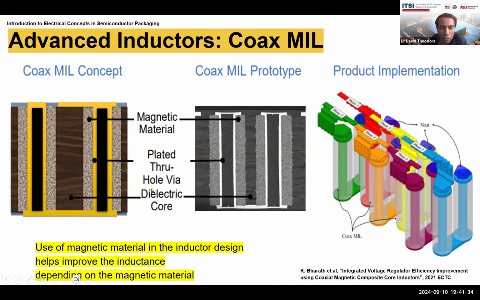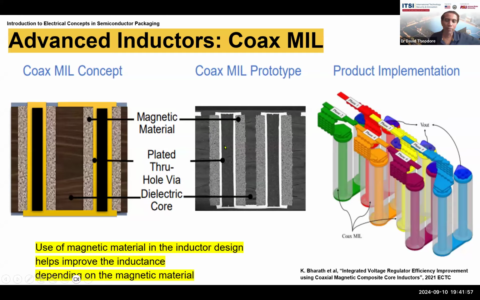There's a plated through hole via. So the through hole via is in this area. And then you have a dielectric core that is here. So you've got magnetic material, the core, which is made of a dielectric magnetic material, and then a via, right? That is the hole that's made through.